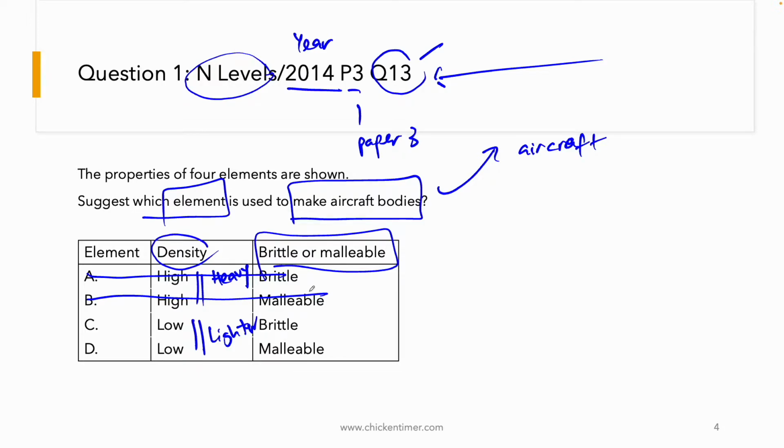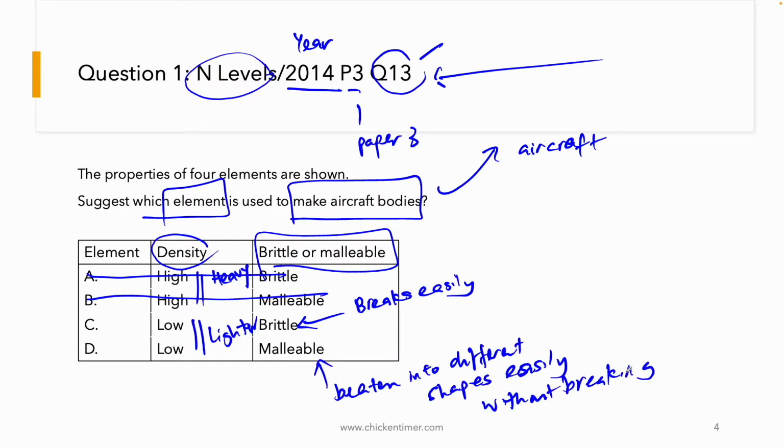We have low density, but one malleable and one brittle. Brittle means it breaks very easily. Malleable means it can be beaten into different shapes easily. In that case, we want to be able to shape the aircraft body, so the metal cannot break easily. That means we cannot have an element that is brittle. So this is out. Therefore the answer is D.